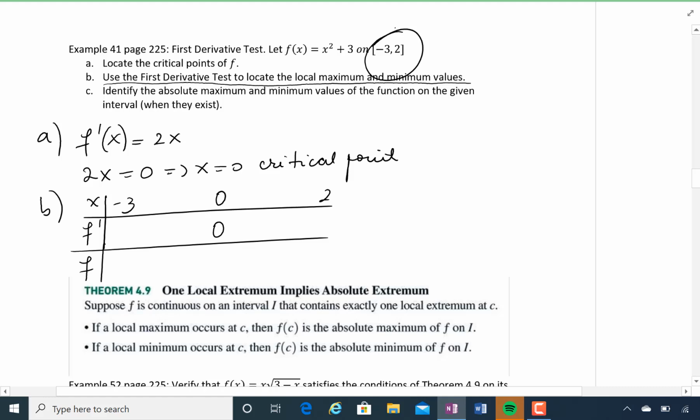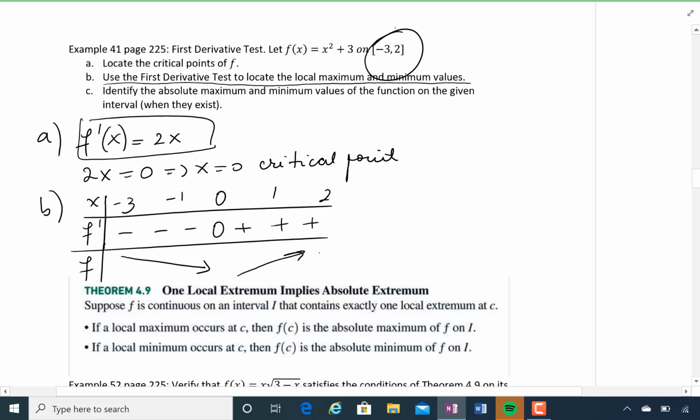Now, if you choose a point to the left of 0, you're going to get negative values, right? This is f prime of x. So if you choose negative 1, you get negative 2. So that's why I put minus. If you choose 1, you get 2. So you have positive values. So what does that mean? It's decreasing and then it's increasing.